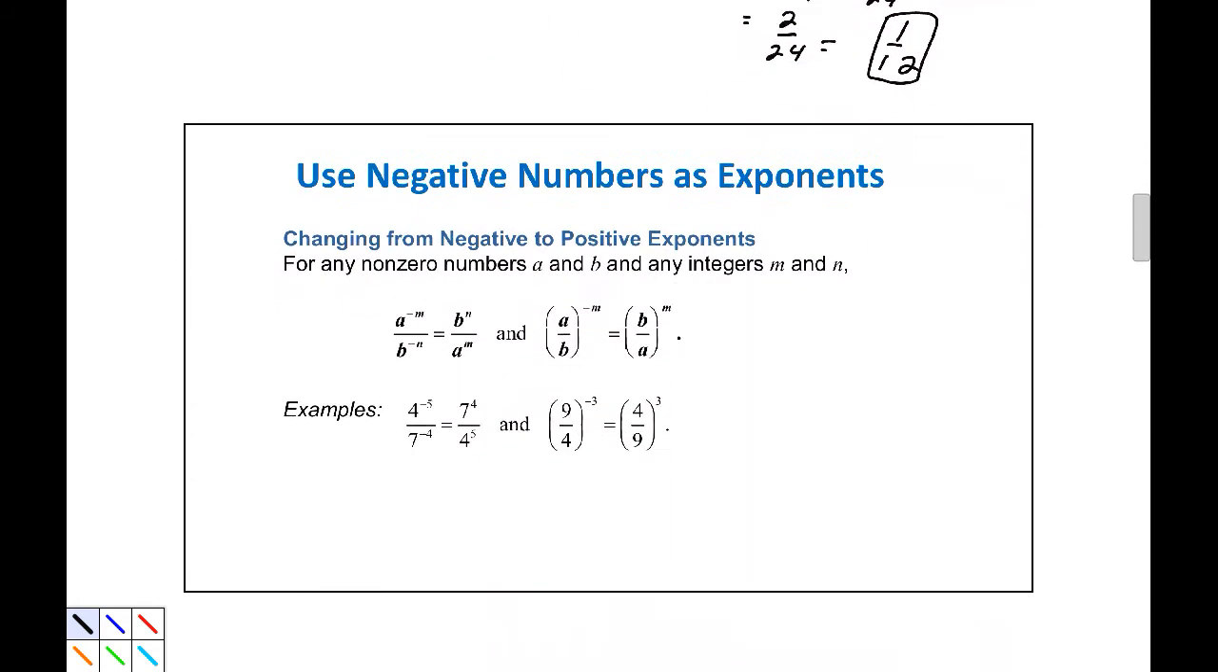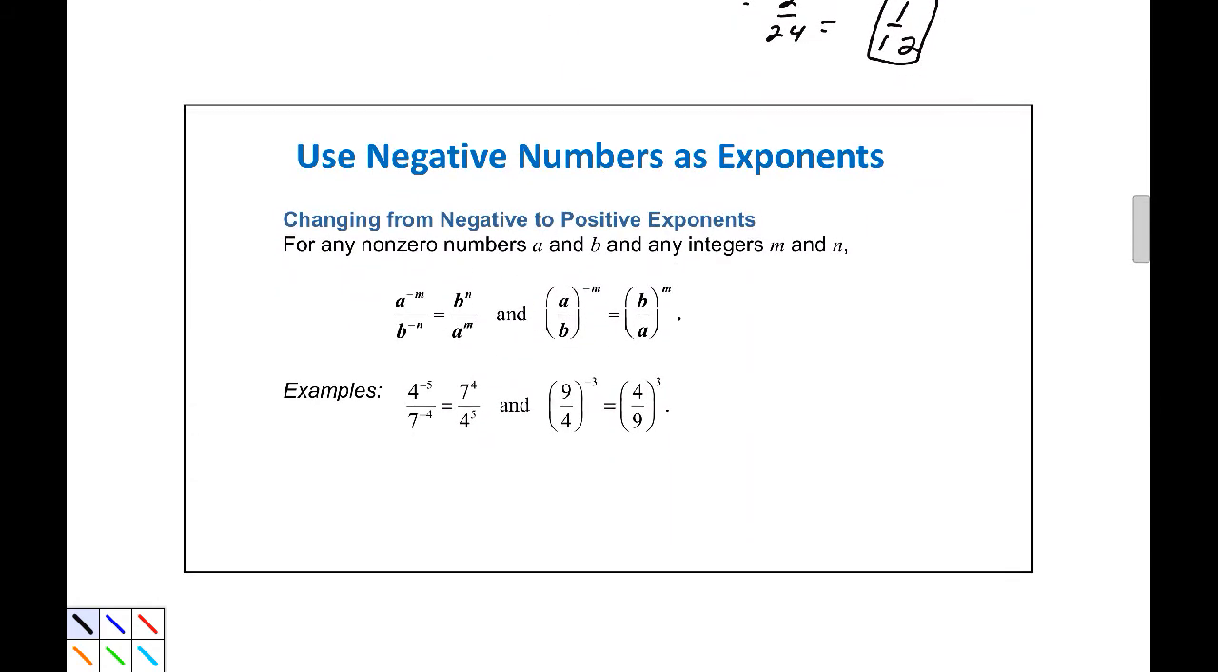One more example we have is changing from a negative to a positive exponent. For any non-zero numbers a and b and any integers m and n, a to the negative m divided by b to the negative n is equal to b to the n. Notice, negative exponent moves up here. It's positive now. Divided by a to the m. Notice we had an a to the negative m, and that is moved to the denominator.